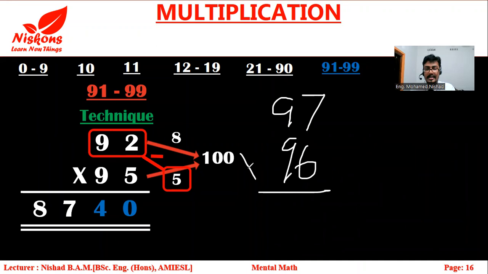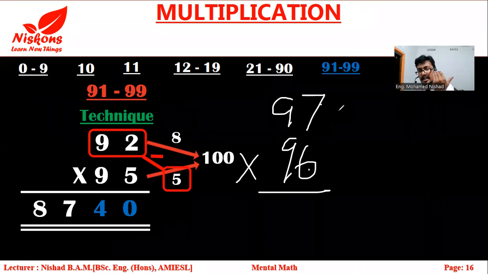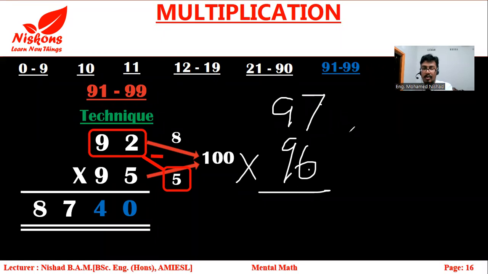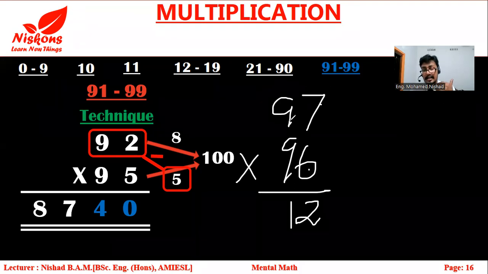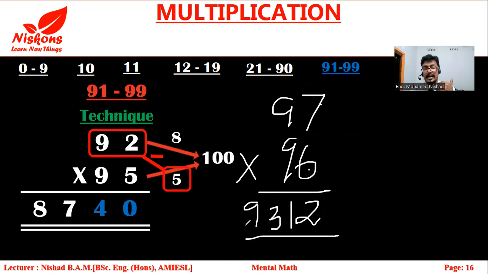This time I'm not going to write anything. So here you cannot multiply this 7 and 6, right? 7 times 6 will be 42. You cannot write like that. You have to obtain the differences. The difference will be 3, and the other difference will be 4. So 3 times 4 will be 12, so 12 will stay as it is. After that, we have to subtract 97 minus 4. How much will it be? It will be 93. Right? The answer will be 9,312.